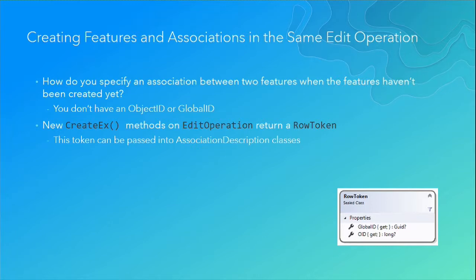So you can then pass those into the association description classes. So what you can do is you say CreateEx to create your pole, CreateEx to create your transformer, and then you call create with a structural attachment description to create that association, and you can do all three of those in a single edit operation.